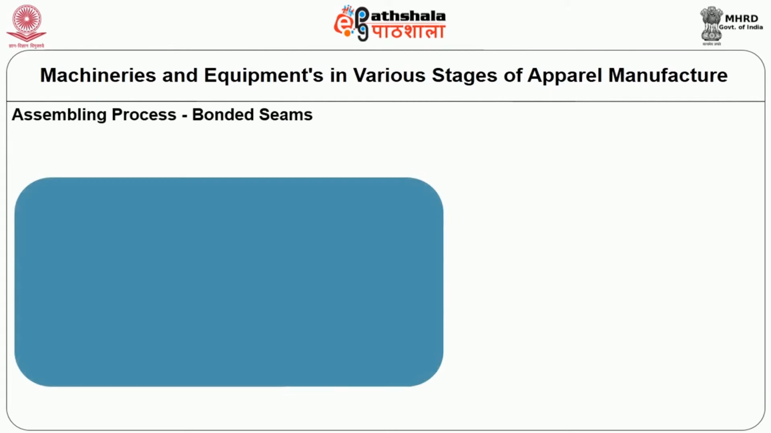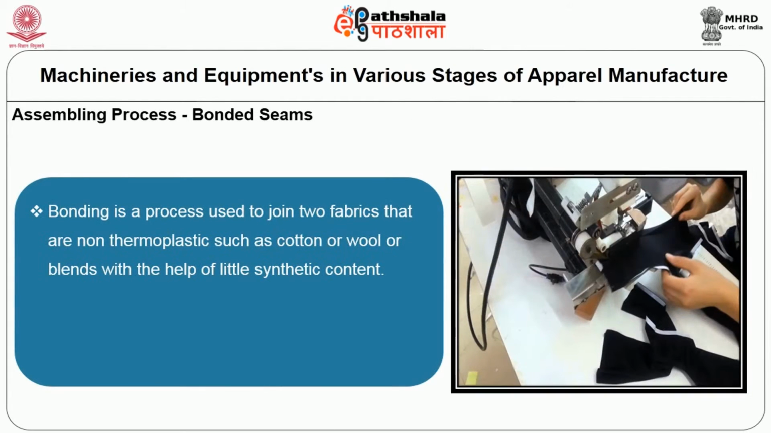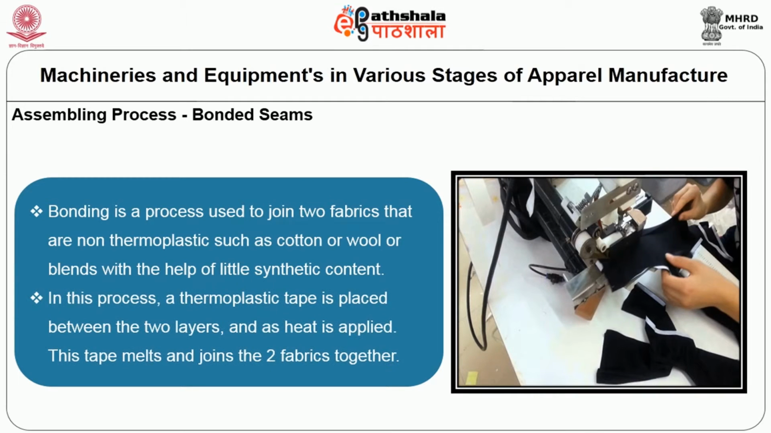And next is bonded seams. Bonding is a process used to join two fabrics that are non-thermoplastic, such as cotton or wool or blends, with the help of a little synthetic content. So in this process, a thermoplastic tape is placed between two layers, and as heat is applied, this tape melts and joins the two fabrics together. So that's about the stitchless machines which are available.